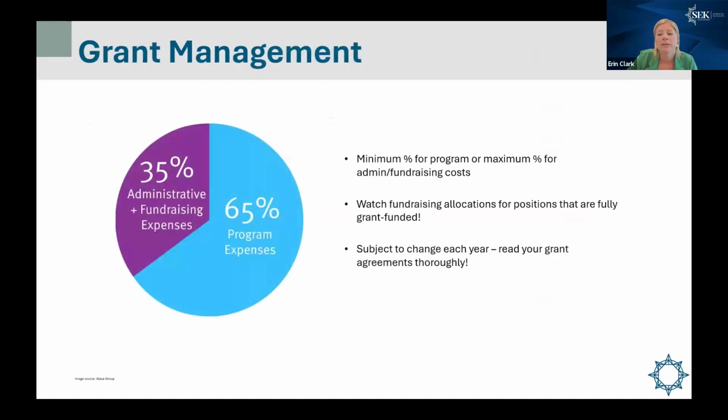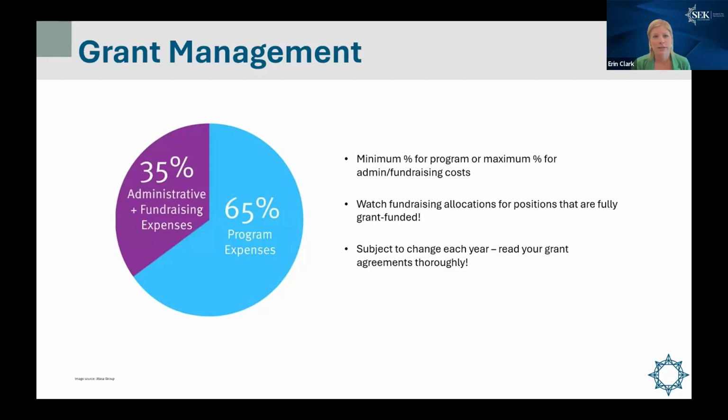Thank you. So the million-dollar question that I get asked is, and this slide is titled Grant Management, but it's also just what is the threshold, or what is it that we are trying to maintain from a percentage threshold? And by and large, the minimum percentage of program expenses as a percentage of total expenses is 65%.